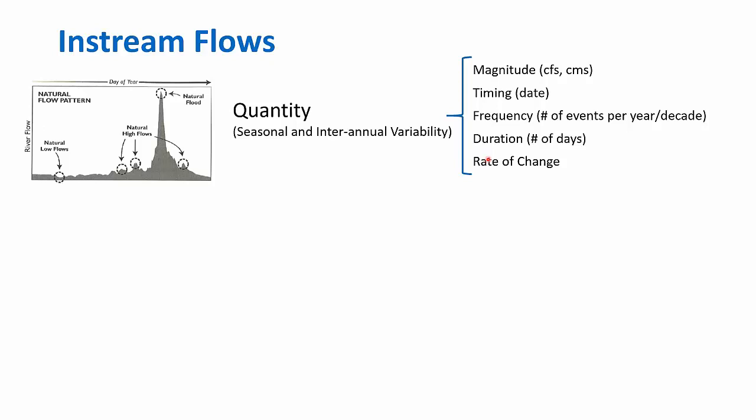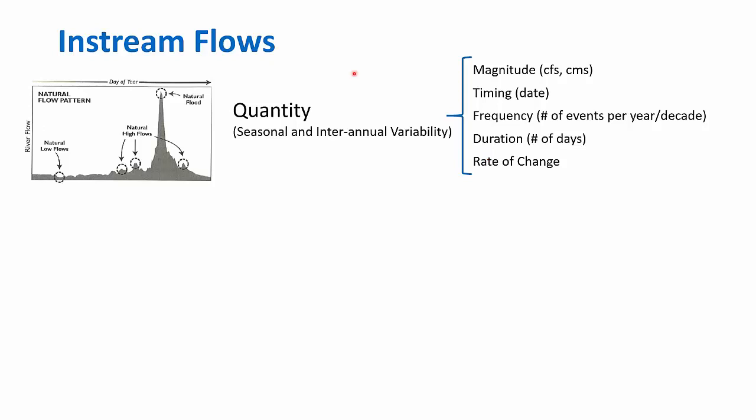And the rate of change refers to how it changes from one flow to the other. So a typical one is the snowmelt recession. When the peak of the snowmelt until the summer base flow, how the river is changing from day to day until it reaches this base flow. That is the rate of change.